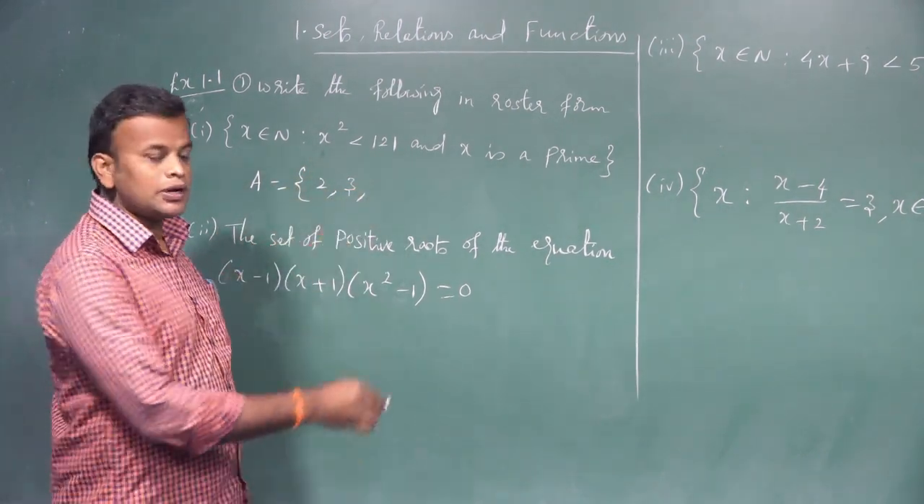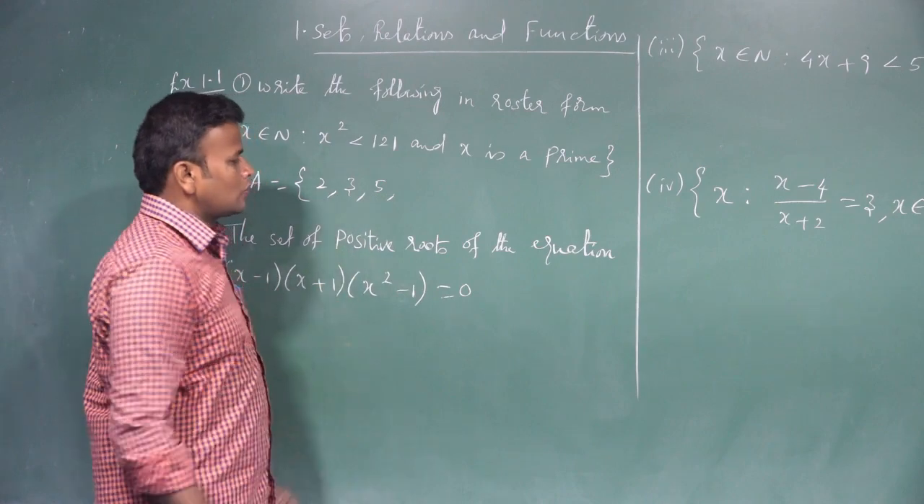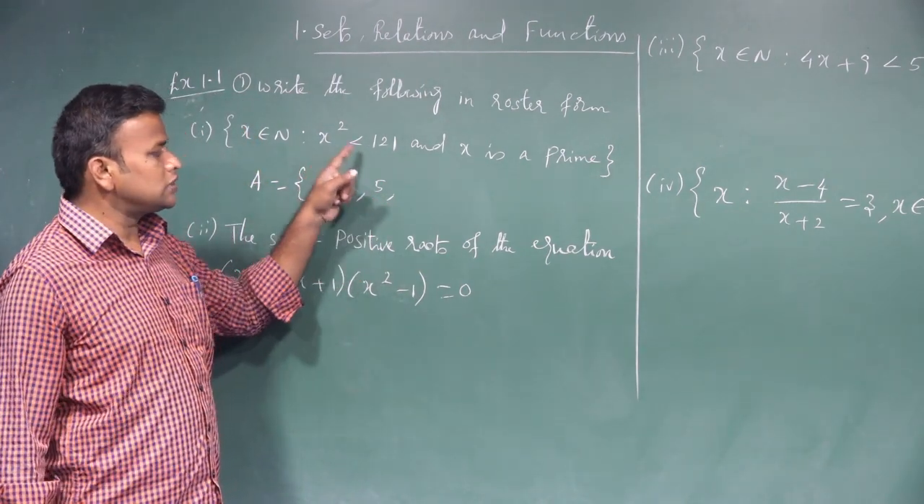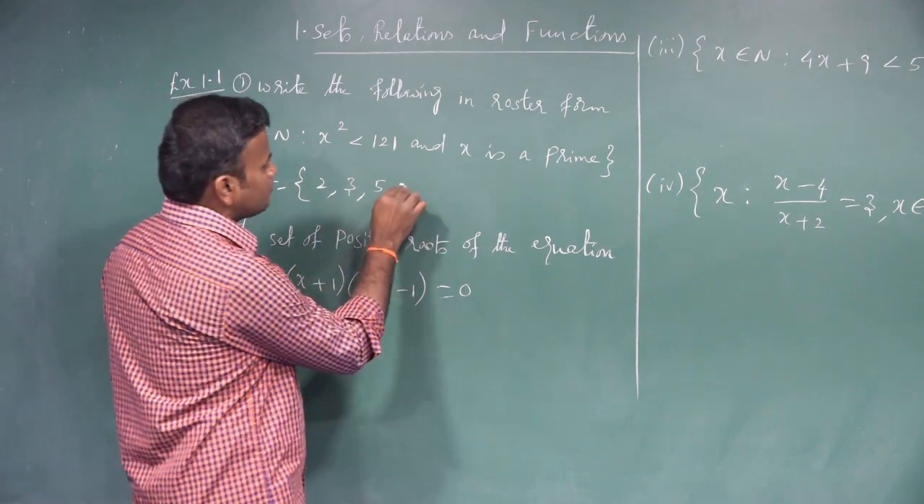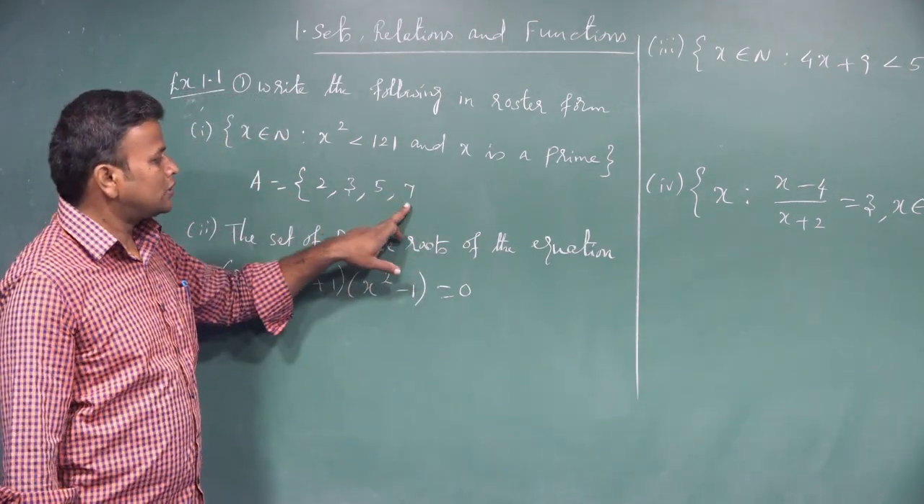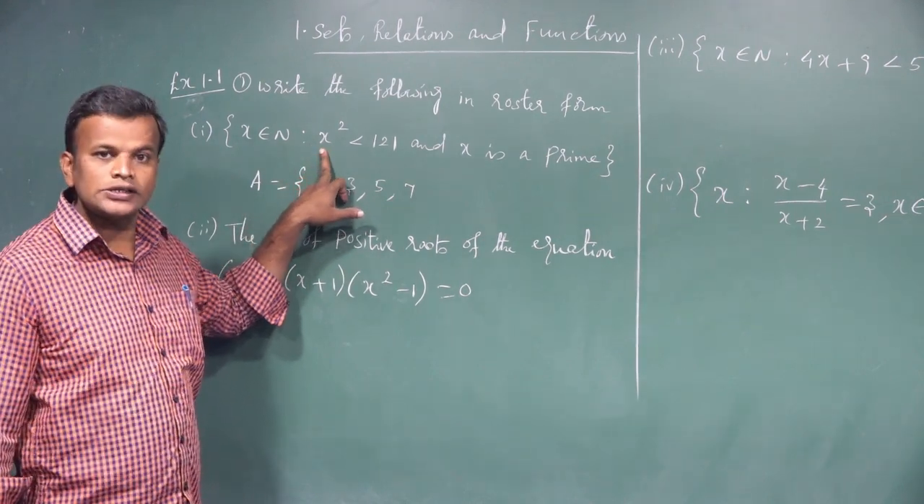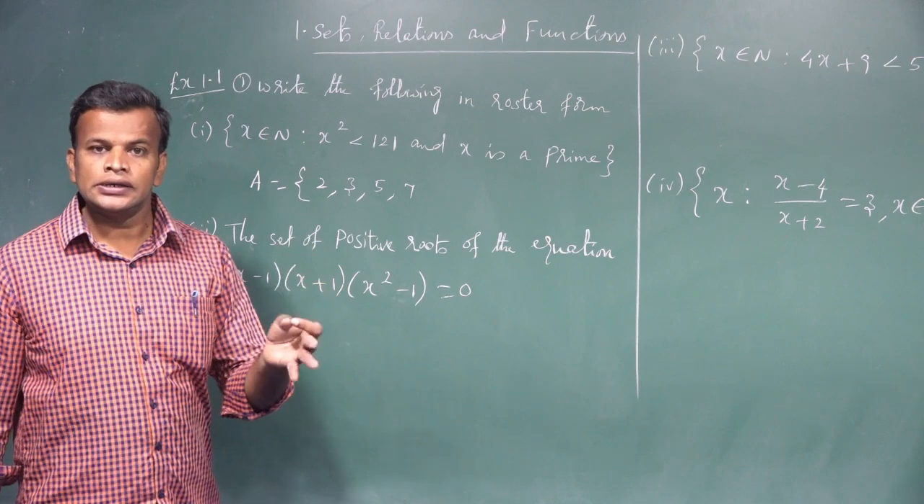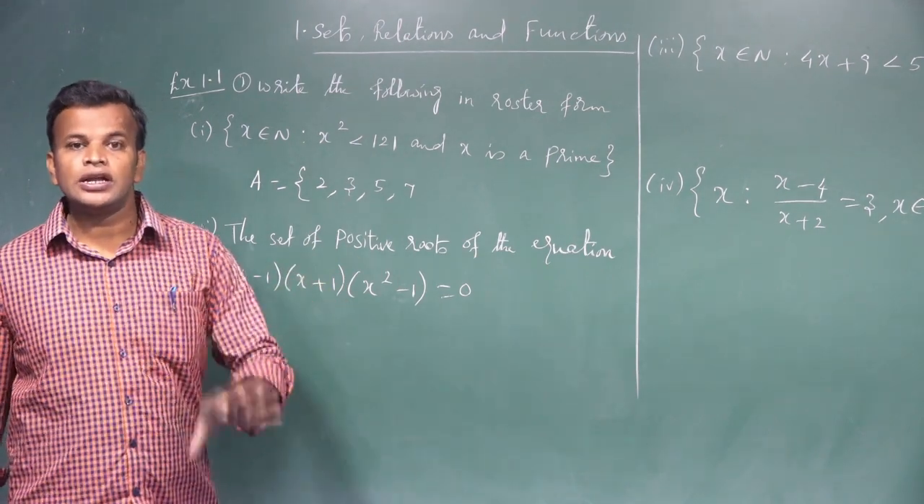What is the next prime number? 5. 5 square is 25, which is less than 121. Next prime number is 7. The value of 7 square is 49, which is less than 121. What is the next prime number? 8, 9, 10 are not prime numbers. The next prime number is 11.